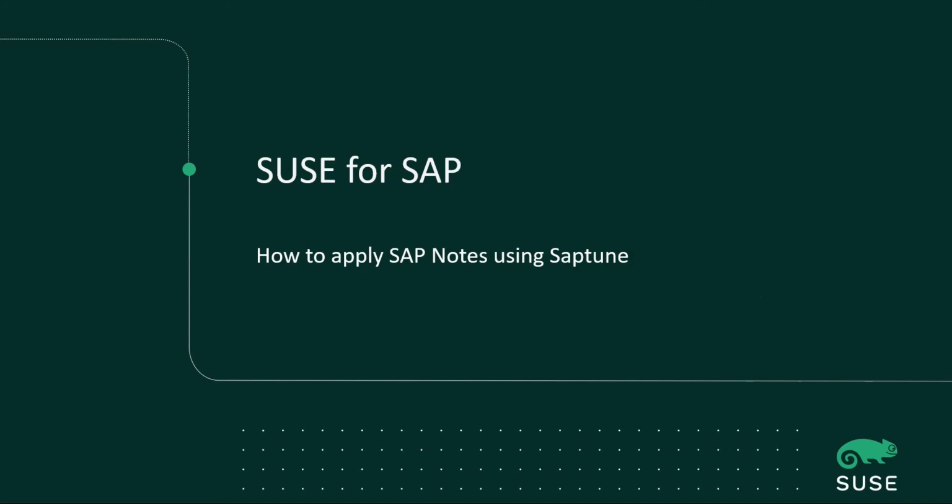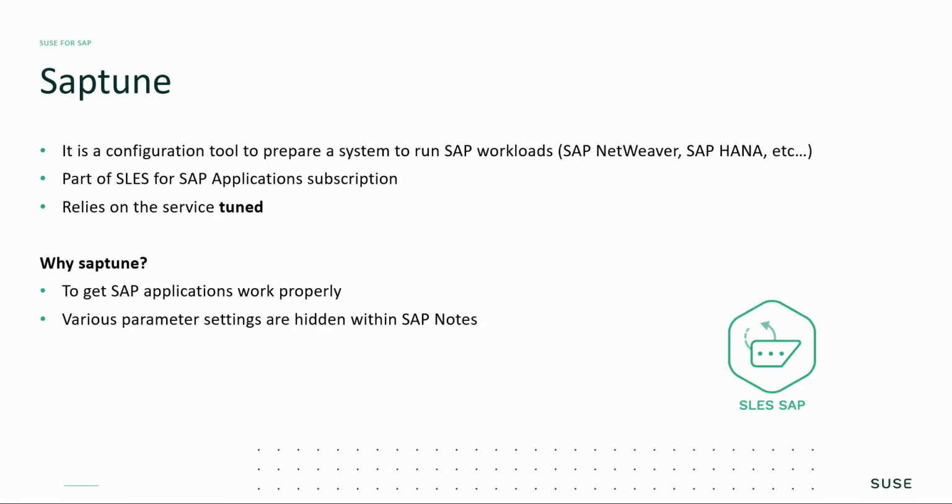Let's look at what Saptune is. Saptune is a configuration tool that prepares a system to run SAP workloads like SAP NetWeaver or a SAP HANA system. This tool is part of the SLES for SAP subscription and relies on a service called tuned.